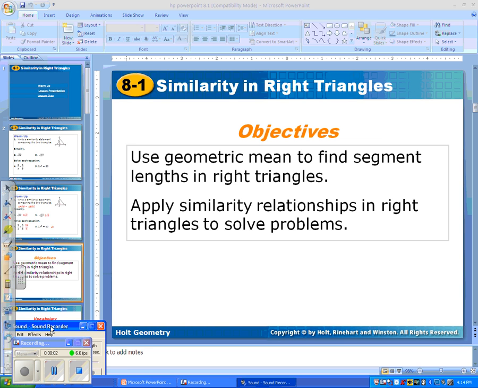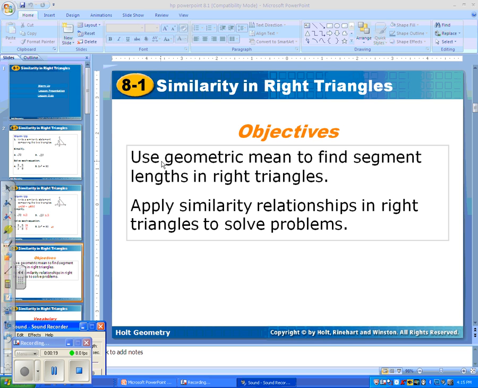Okay, we are starting chapter 8, and the first section in chapter 8 is called similarity and right triangles. So we've talked about chapter 7 already, where we talked about similar triangles. And then we went to chapter 5 and we talked about right triangles. So now we're pushing those two chapters together.